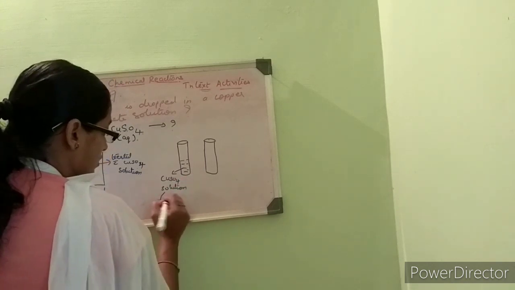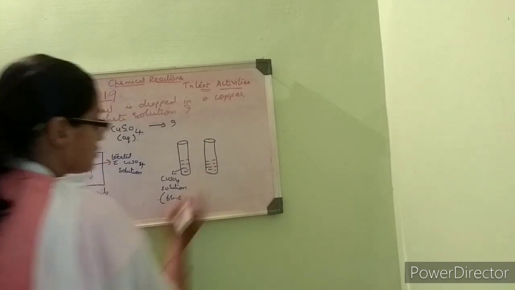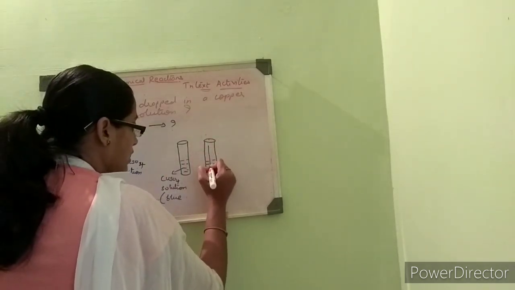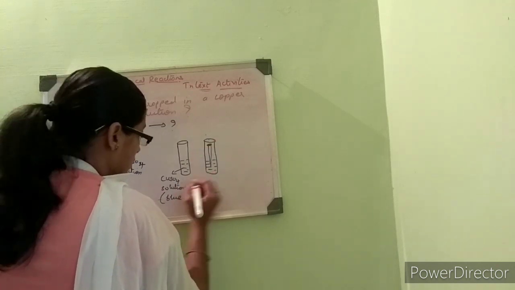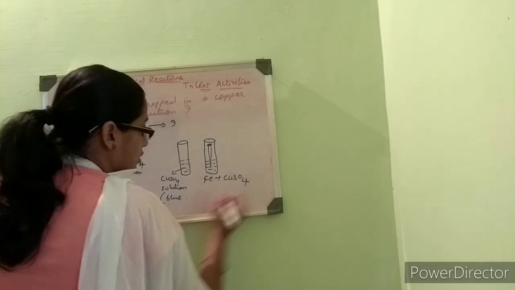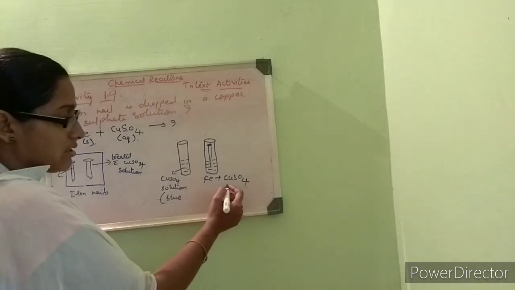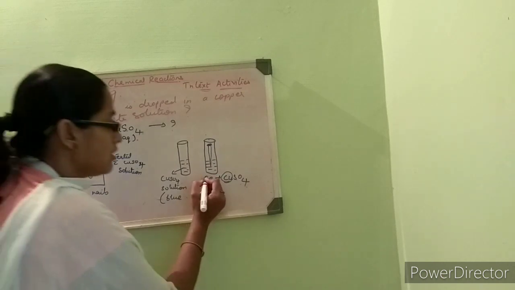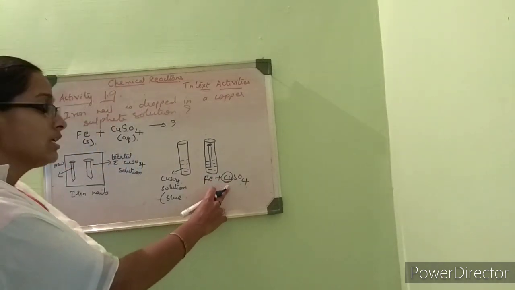So actually copper sulfate solution is blue in color. So initially the copper sulfate solution will be blue. After you drop an iron nail for some time, Fe plus CuSO4. So what happens is there is a reaction that iron displaces copper from copper sulfate because iron is more reactive than copper in the reactivity series.